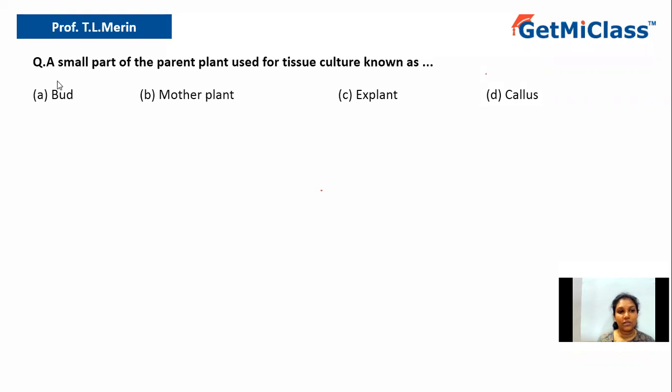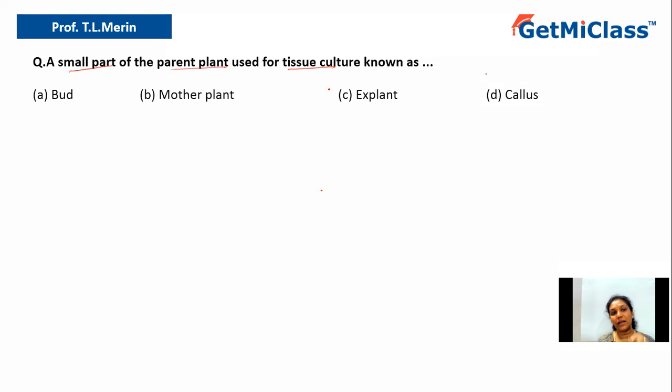Today we are going to solve this question: a small part of the parent plant used for tissue culture is known as? Option A, bud; option B, mother plant; option C, explant; and option D, callus. So let us try to understand the question. It says a small part of the parent plant used for tissue culture is known as. Here they're asking about the small part of the parent plant that can be utilized for tissue culturing, that is, in vitro culture.